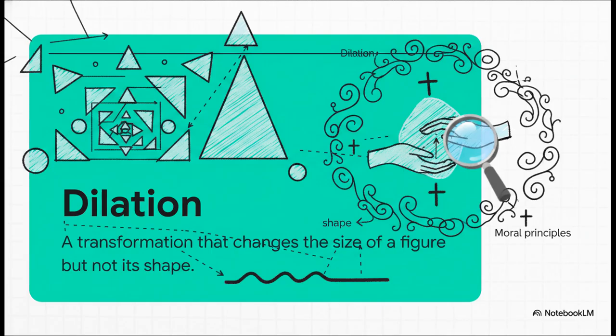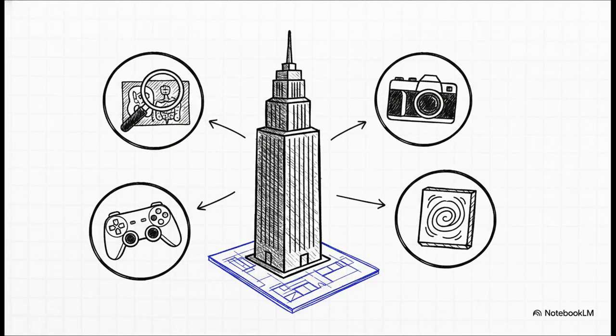The angles, they stay the same. The proportions, exactly the same. The figure literally just gets bigger or it gets smaller. So why does this matter in the real world? Well, because dilations pretty much run our modern world.